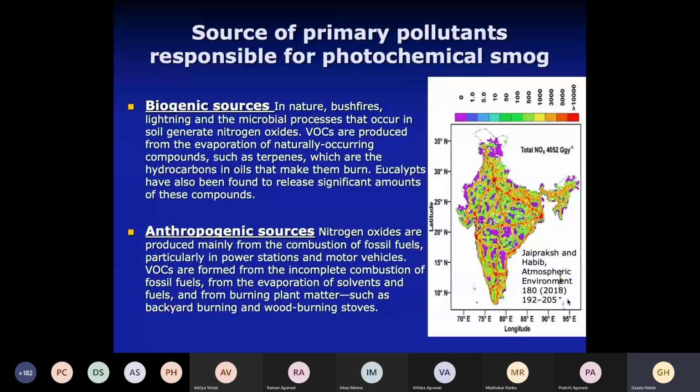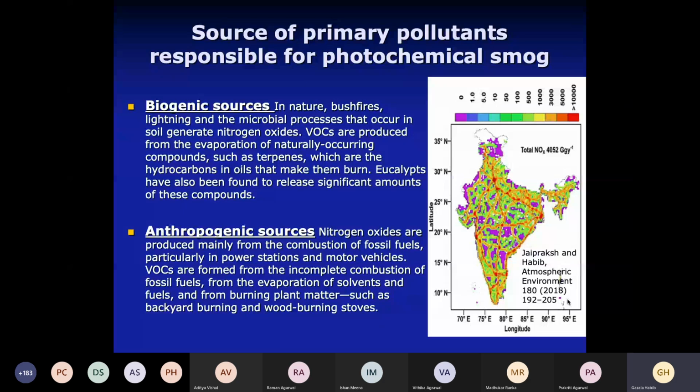So the red lines are actually the highways where, in general, heavy duty vehicles move on national highways and state highways. These are the national and state highways where heavy duty vehicles powered by diesel move on these roads, and the green inside these boxes are actually urban areas where basically we have petrol driven cars, etc.